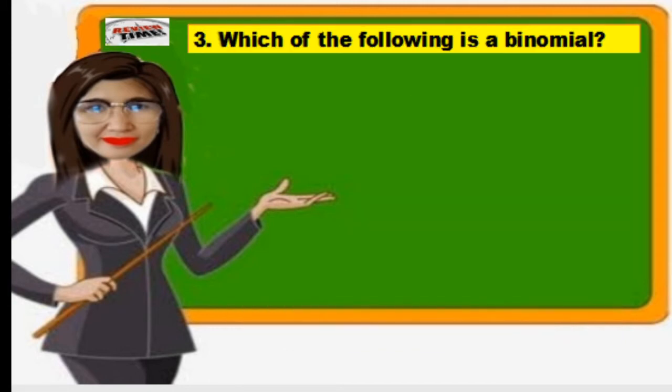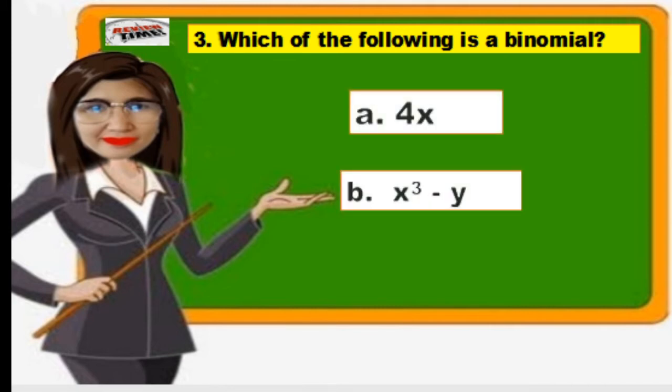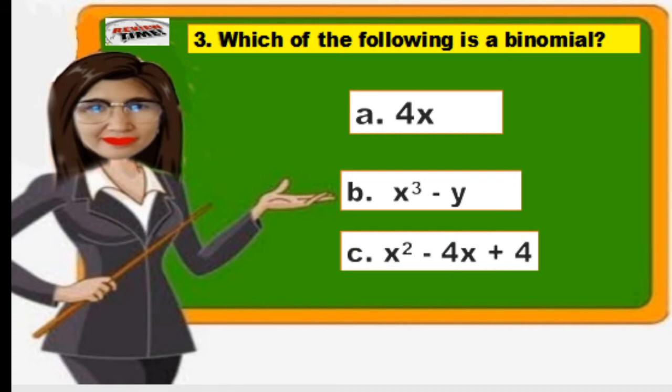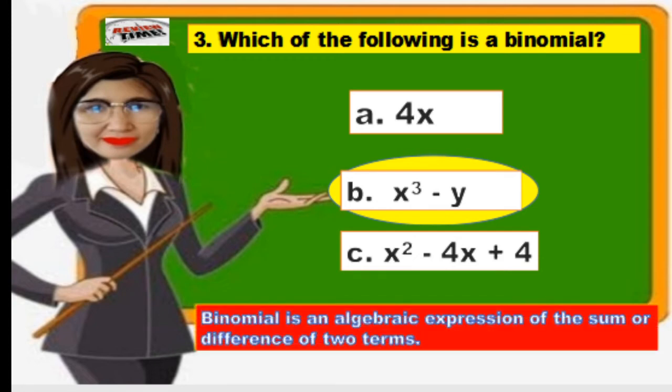Here's another. Which of the following is a binomial? 4x, x cubed minus y, x squared minus 4x plus 4. It is x cubed minus y. Very good. Remember that a binomial is an algebraic expression of the sum or difference of 2 terms.